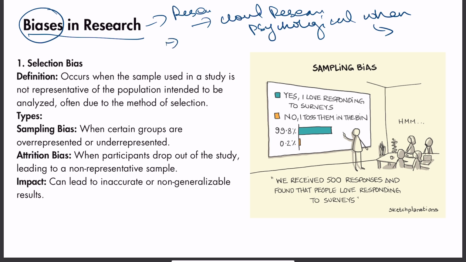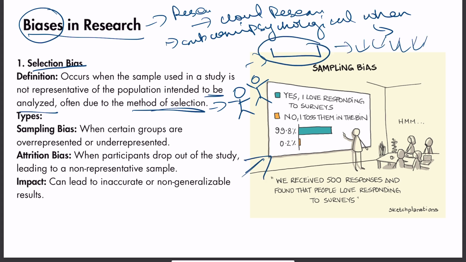Because it happens in a very subconscious manner. So first is selection bias. It occurs when the sample used in a study is not representative of the population intended to be analyzed, often due to the method of selection. So as a researcher, you tend to select the sample based on the study that you are doing and what fits best for the study.